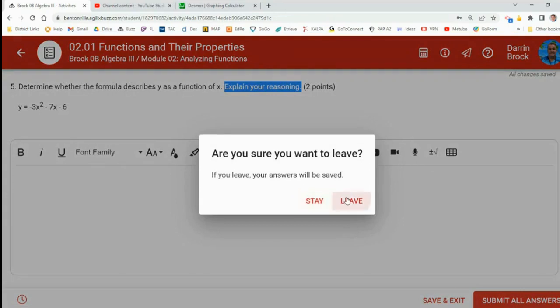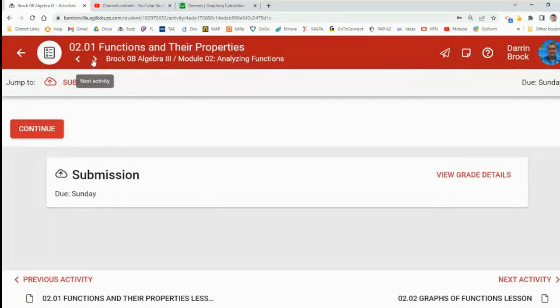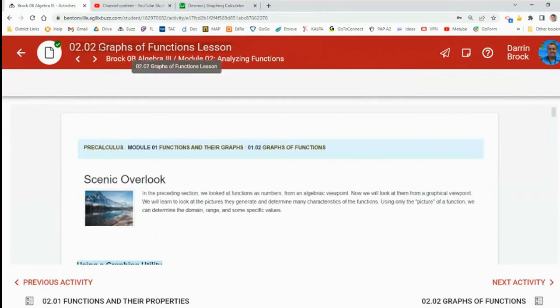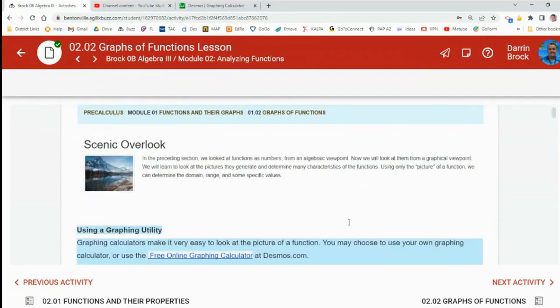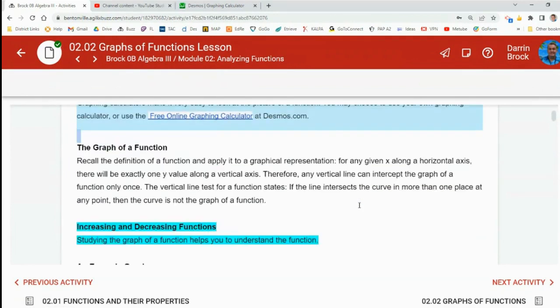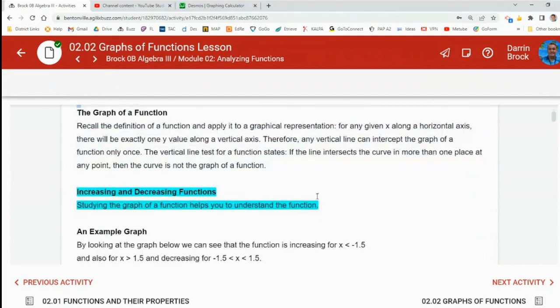All right, so let me leave that. Let's look at our other lesson that we have this week, graphs of functions. Graphs tell us a lot about a function. Like we said, this has a link to Desmos right there if you want to use Desmos, if you don't already have that bookmarked.